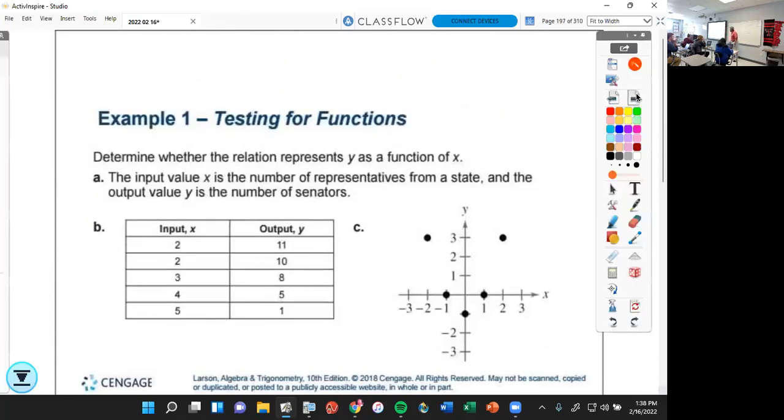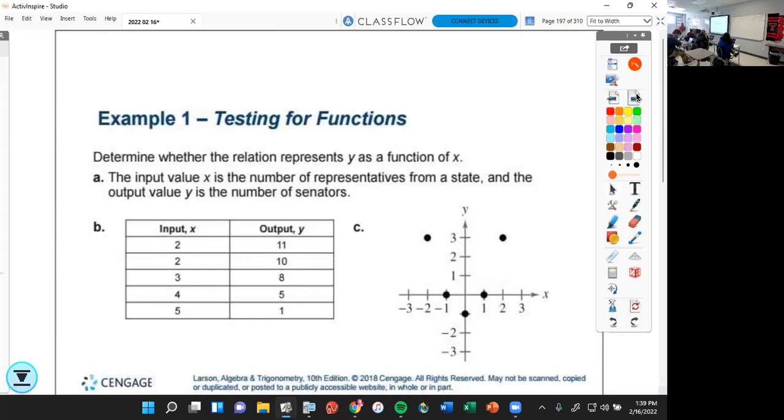Here are 3 examples that may or may not be functions. The first example, letter A, says the input value X is the number of representatives from a state, and the output value Y is the number of senators. Is that a function? We're trying to figure out A, not B. We're only looking at A right now.